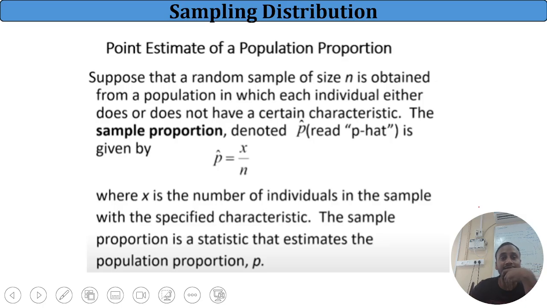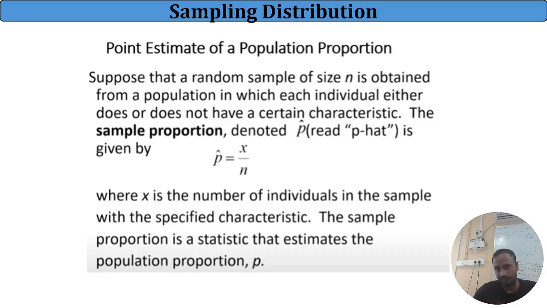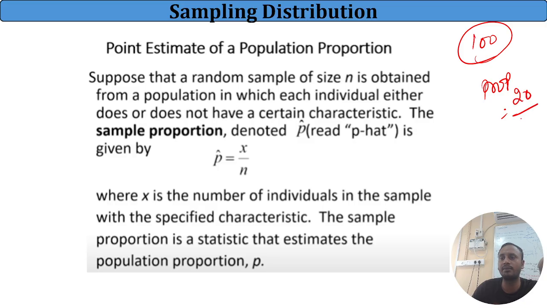So now we are going to check what is the point estimate of a population proportion. Suppose that a random sample of size n is obtained from a population in which each individual either has some characteristic or not. So the sample proportion is going to be x by n. How? Let's say I have a population of 100 and I have taken 20 people. So 20 by 100 is 0.2. It means 20% we have taken.